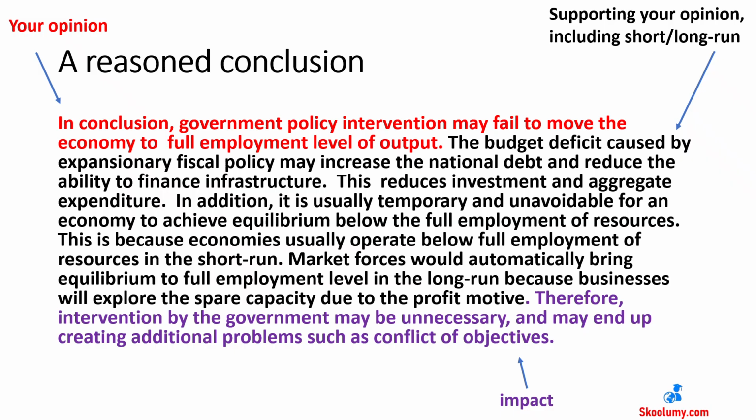In addition, it is usually temporary and unavoidable for an economy to achieve equilibrium below the full employment of resources. This is because economies usually operate below full employment of resources in the short run. Market forces would automatically bring equilibrium to full employment level in the long run, because businesses will explore the spare capacity due to the profit motive. Therefore, intervention by the government may be unnecessary and may end up creating additional problems such as conflict of objectives.